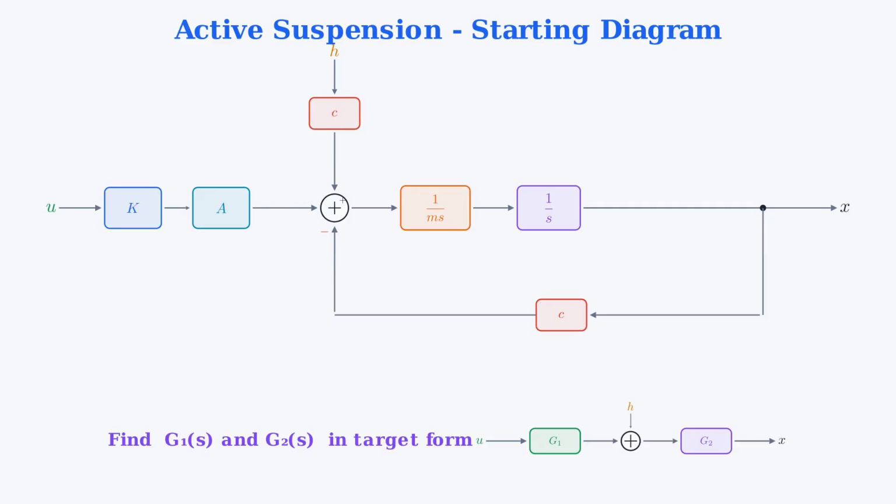The starting block diagram has these blocks. K converts voltage U to pressure difference. A converts pressure to the cylinder force. The cylinder force adds to the spring force, which depends on H minus X with constant C. The total force is divided by mass m and integrated twice to get position x. Finally, x feeds back into the spring force calculation.